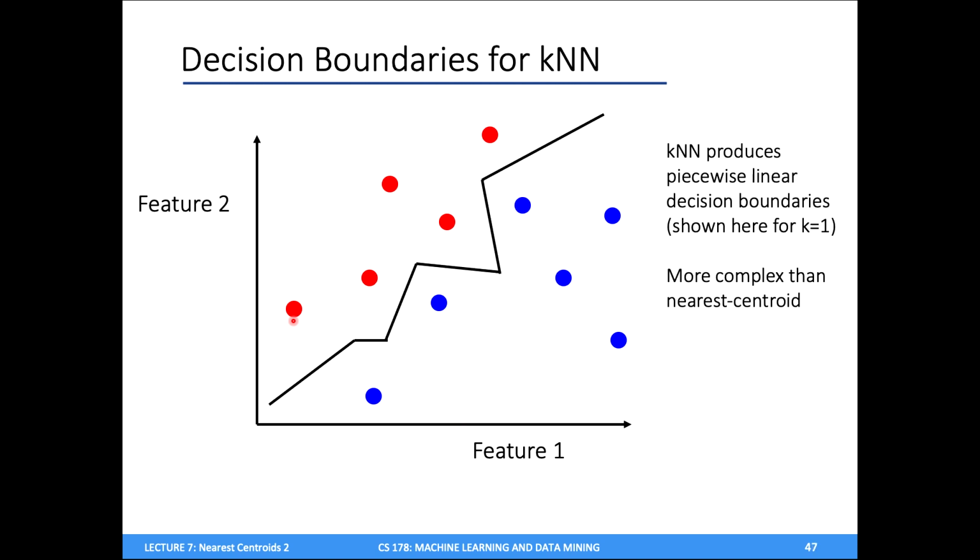Okay, so here I've shown you the decision boundaries for kNN, and you should think of these as decision regions. So all the points in this region will get classified as red points, all the points down here will get classified as blue points.